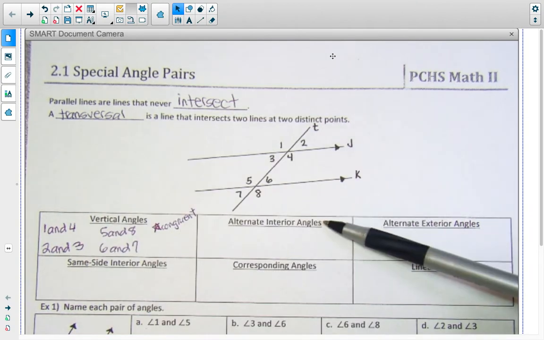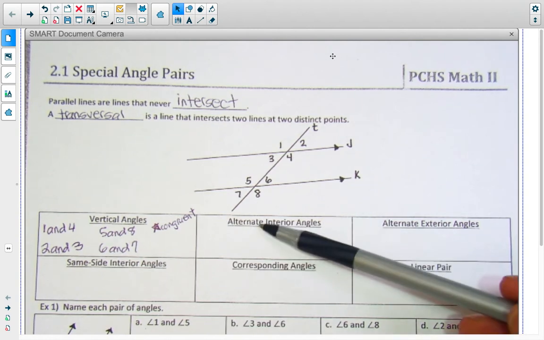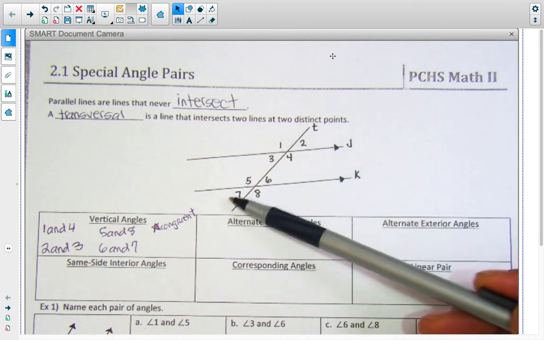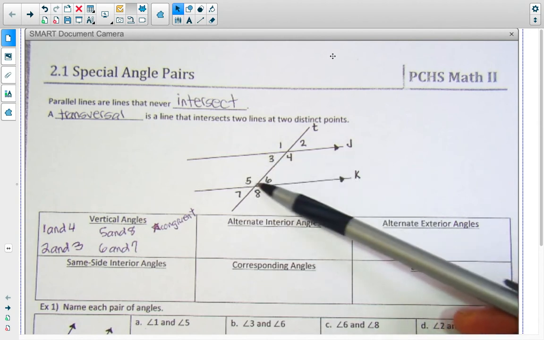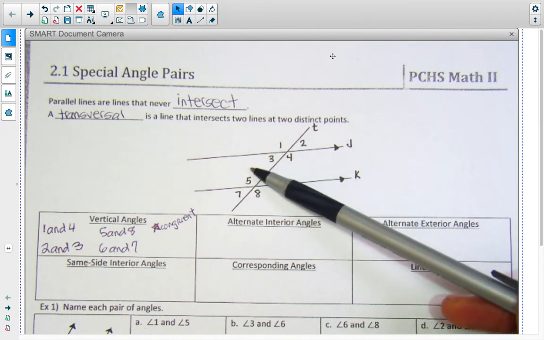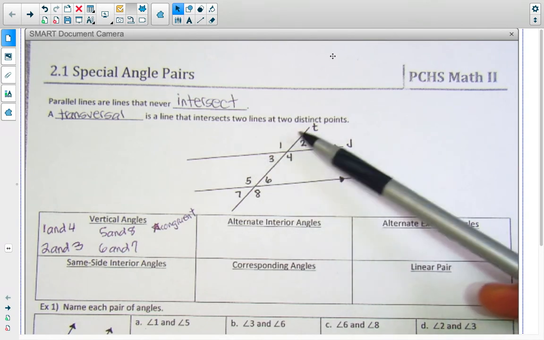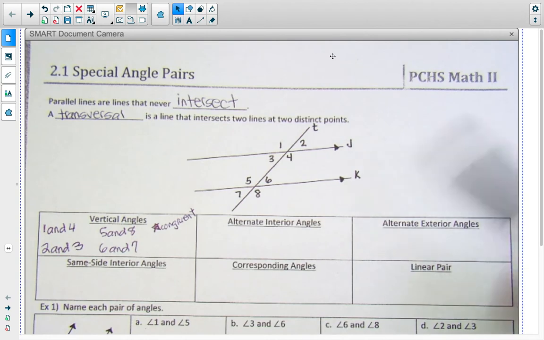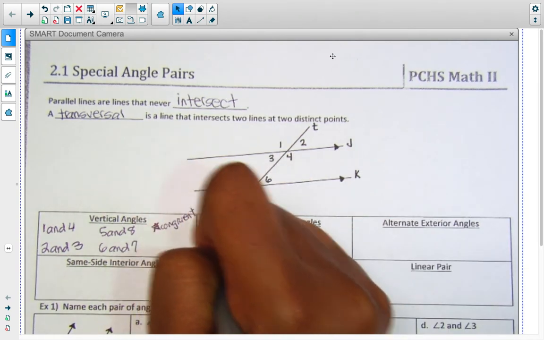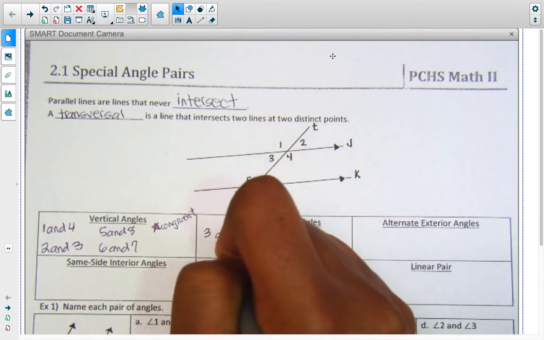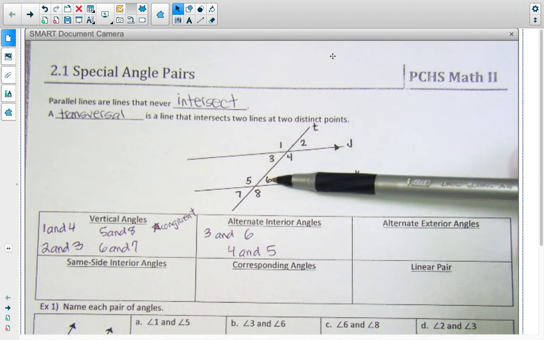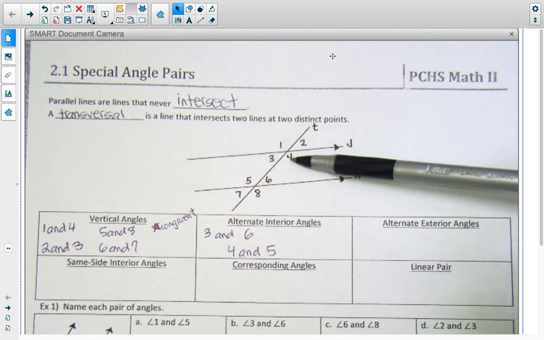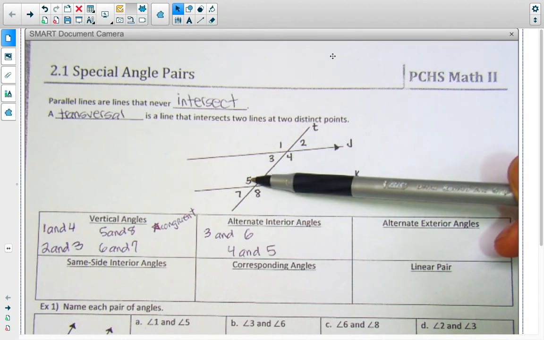All right, let's take a look at alternate interior angles. The name hopefully leads you to where they are. Alternate means on different sides of my transversal. One's on this side and one's on that side. And interior means they have to be in this section here. This is the inside, the interior: 3, 4, 5, and 6. And 1, 2, 7, and 8 are the exterior. So my alternate interior angles are 3 and 6, and 4 and 5. 3 and 6 are alternate interior angles. 4 and 5 are alternate interior angles.